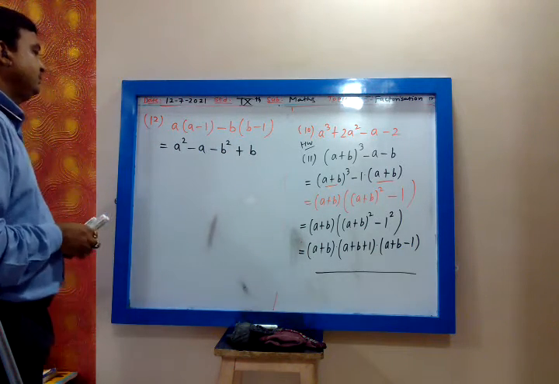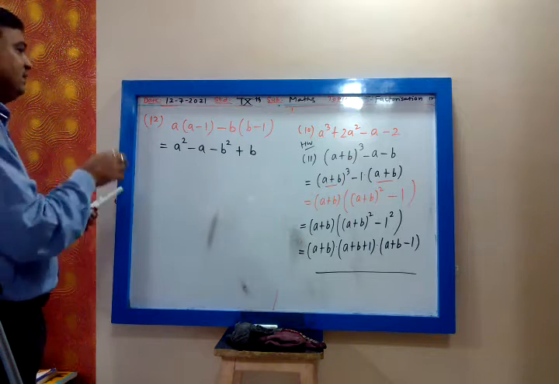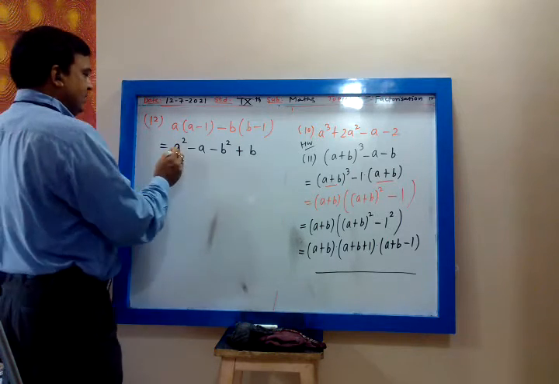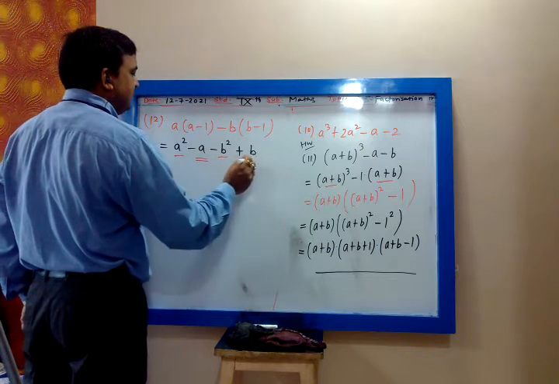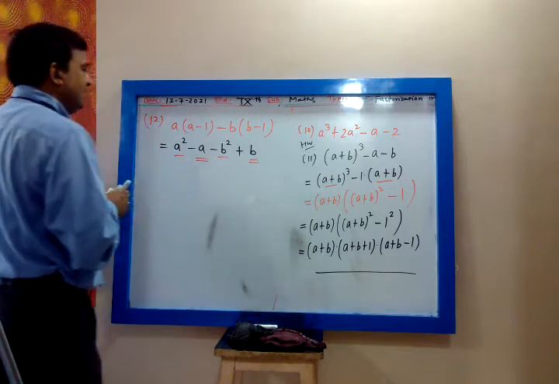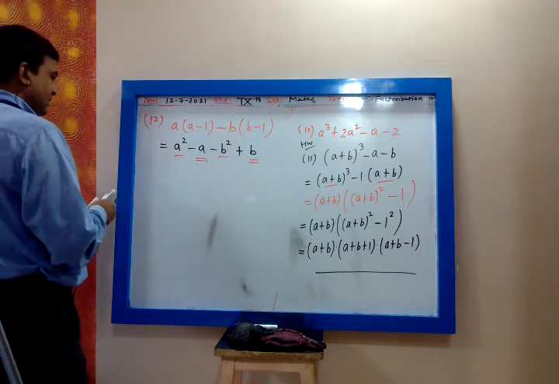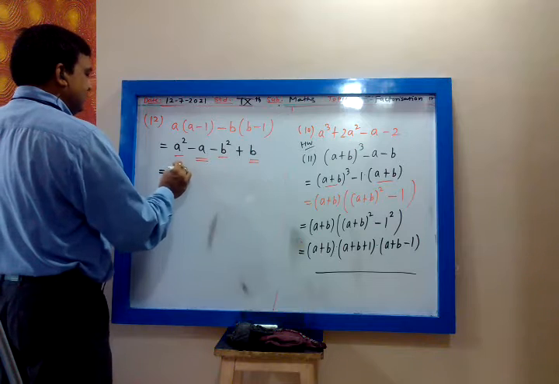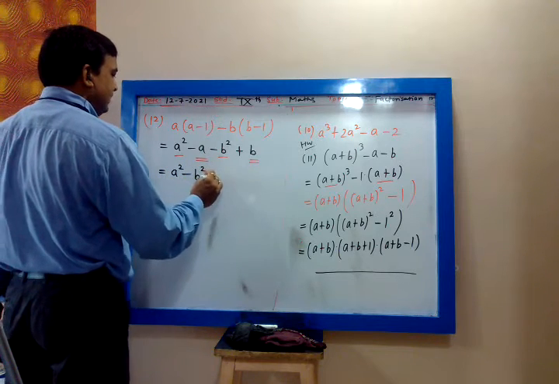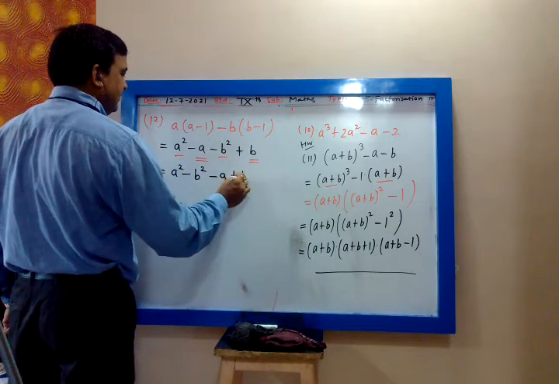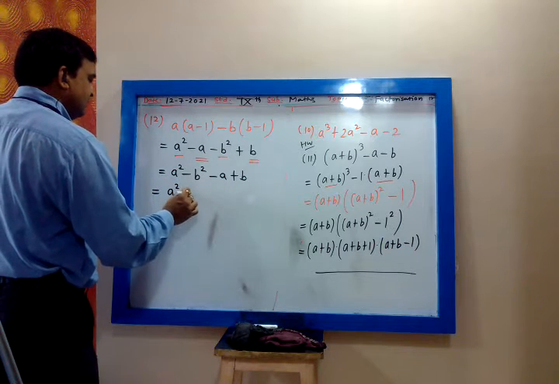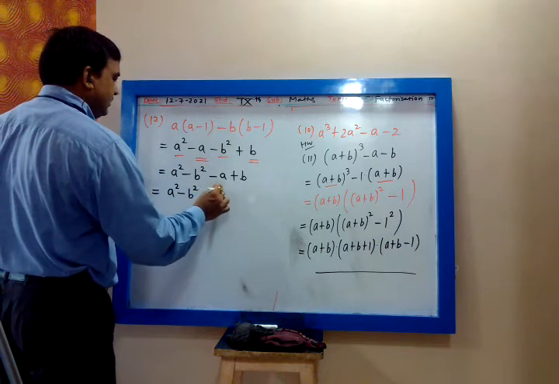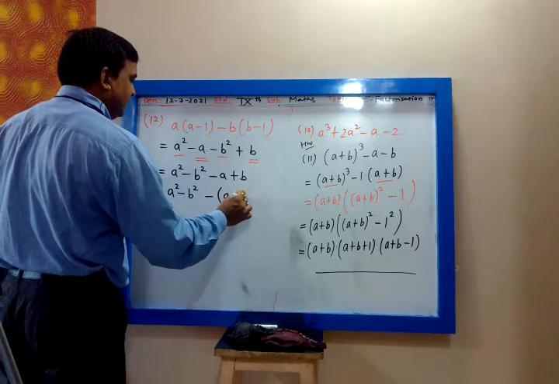Okay, so let us do the grouping method. Let us take a square and b square together, and minus a and plus b together. So that will be a square minus b square, minus a plus b. I will take minus common, then it is a minus b.